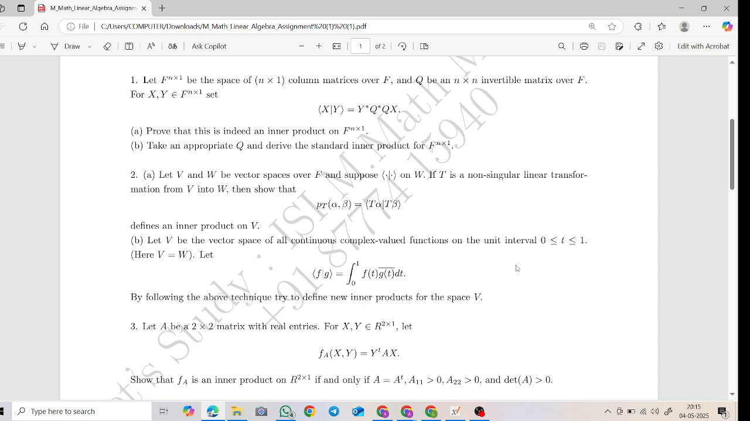V and W vector spaces. It is a single non-singular transformation with W. Let's show that.